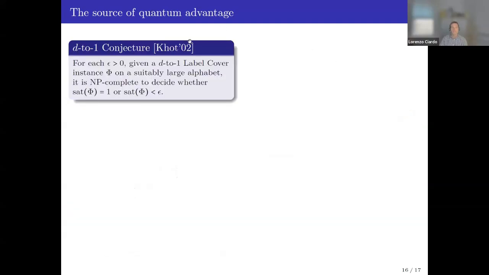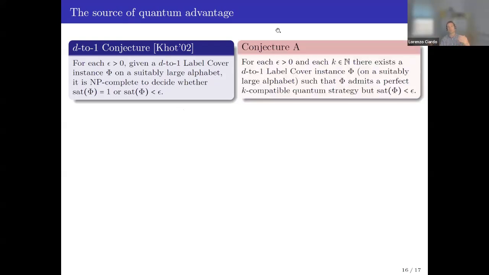A bit more precisely, we want to turn the source of hardness, which is the PCP and the unique games conjecture, into a source of quantum advantage. Let's see how to do it. So we start from the 2-to-1 conjecture, which states that for every epsilon, if I give you an instance of 2-to-1 label cover on some suitably large alphabet, it is NP-complete to distinguish whether there exists a perfect satisfying assignment from the case where there is no assignment satisfying at least an epsilon fraction of the constraints.